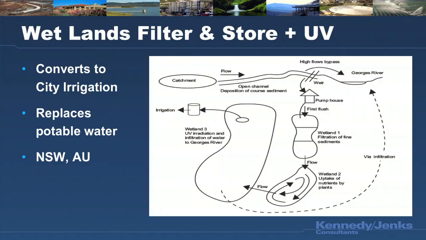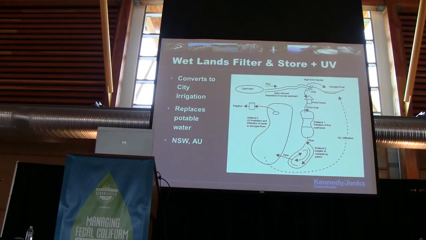So here's an application of using wetland filtration and storage with UV disinfection from a project in New South Wales, Australia. So they're going to wetlands for the filtering and getting the sediment out, and then UV for irrigation. So these structures here do two things. One is filter, and then they also allow storage.